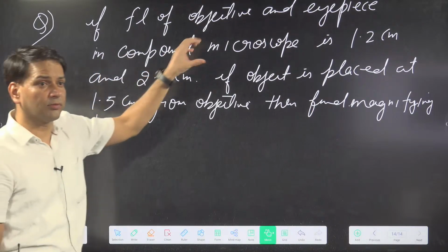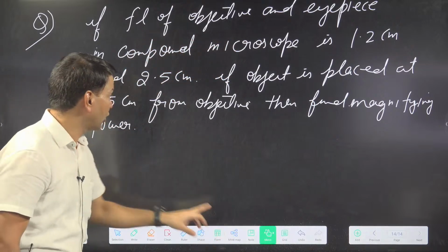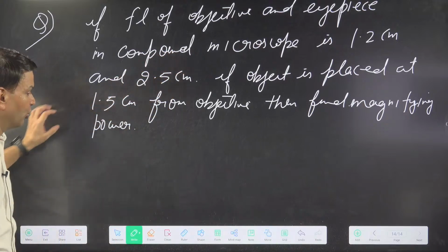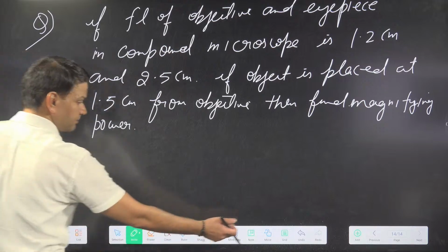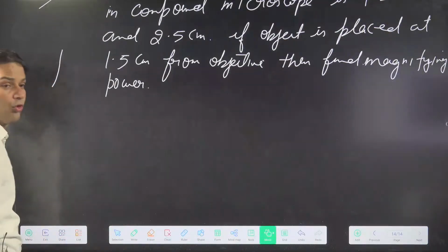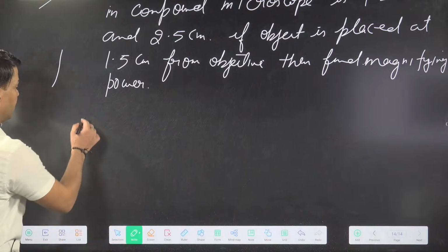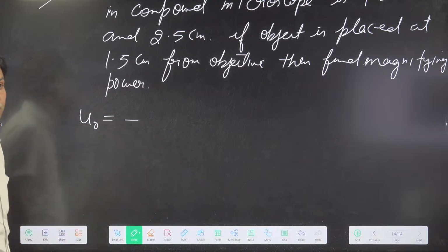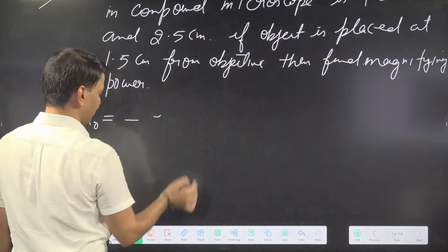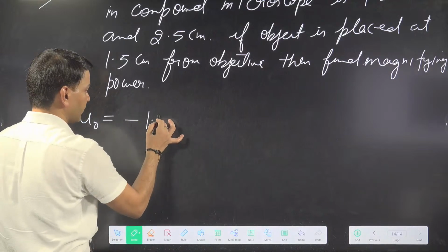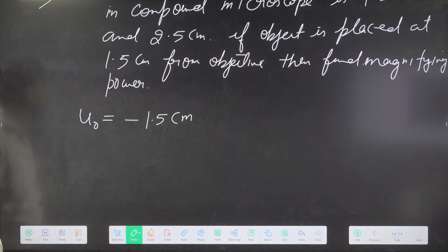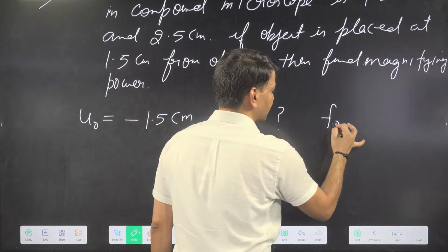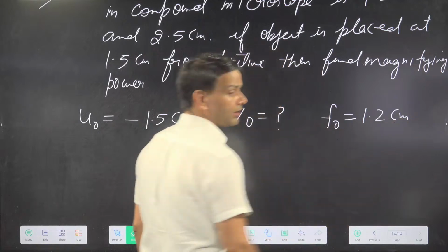Now focal length of the objective they have given, eyepiece they have given, and object distance from the objective they have given. So first what we will do, we will find the MO. Okay, so MO how we will get? For the MO we require UO, they have given. UO is equal to minus 1.5 centimeter. This is UO. Okay, and VO I require. Focal length of the objective they have given, 1.2 centimeter.